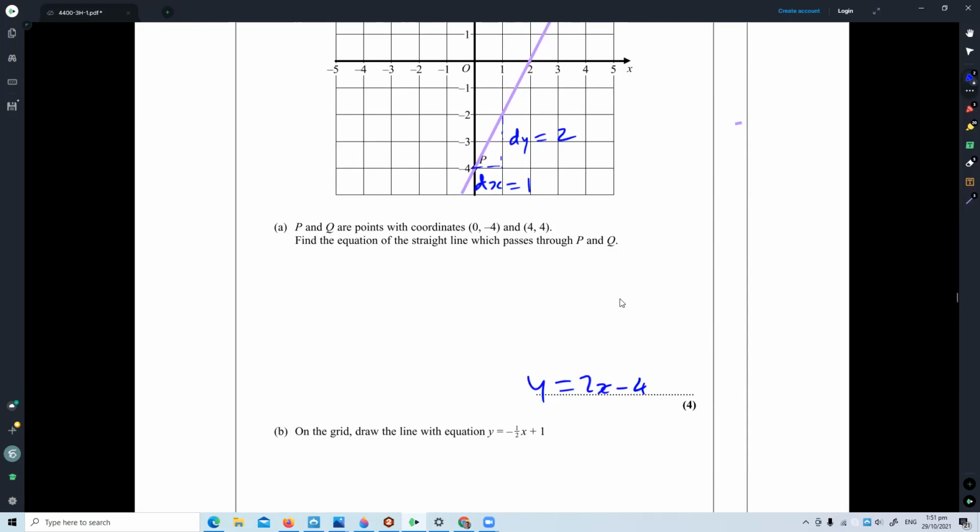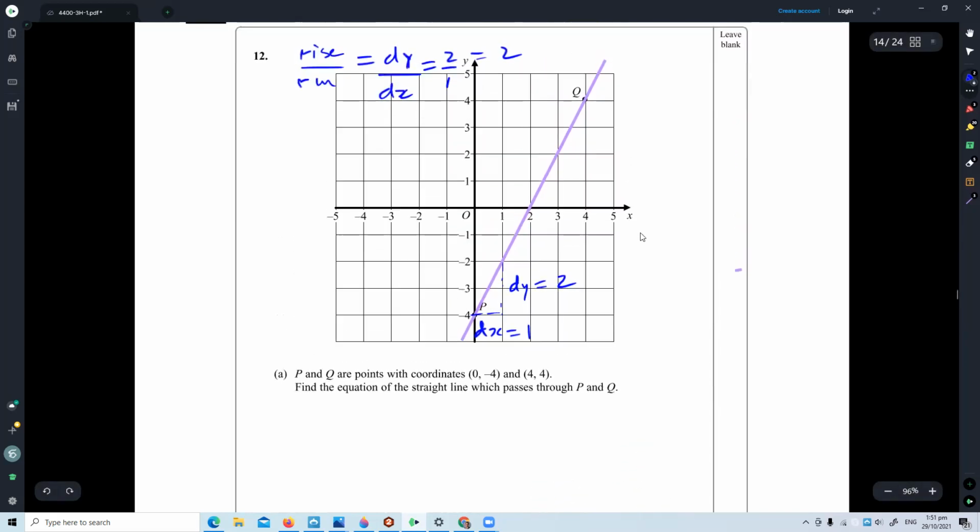On the grid, draw the line with equation y equals -1/2 x plus 1. So it goes through 1 here, and it's got a gradient of -1/2, so it's going down. Perhaps what I should do is go through the points, so that I go down by 1 when I go across by 2.